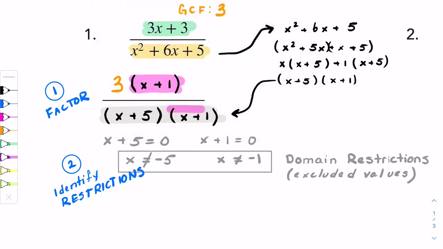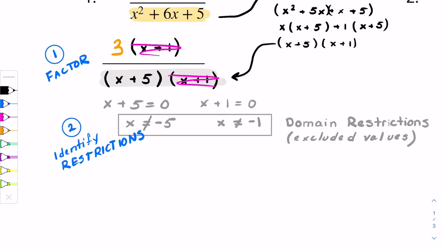have is x plus 1. So we can eliminate x plus 1 from both the numerator and the denominator. This leaves us our final answer of 3 divided by x plus 5.